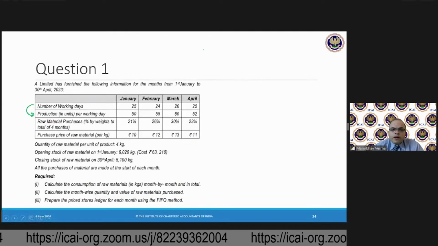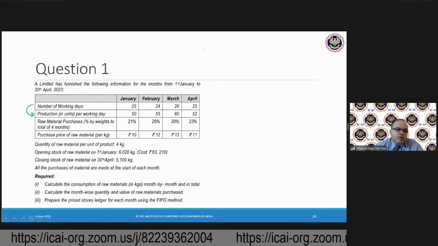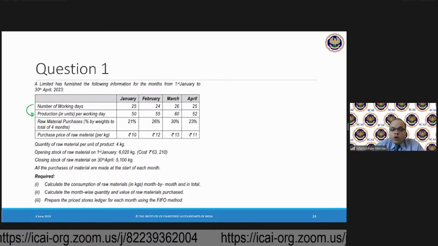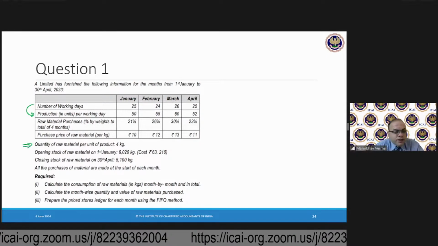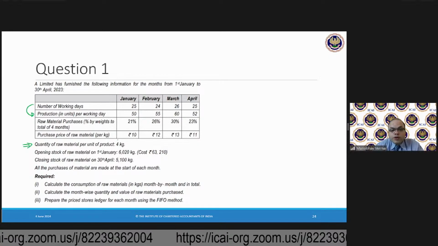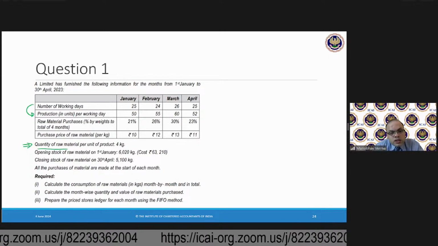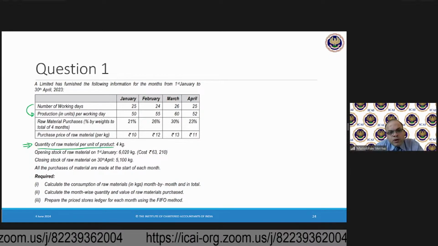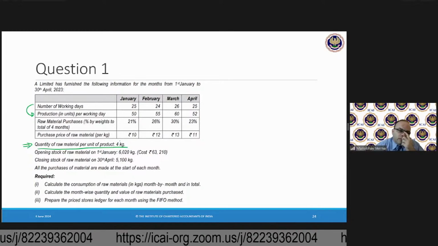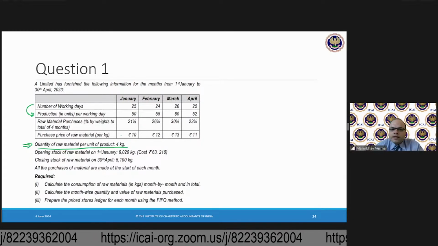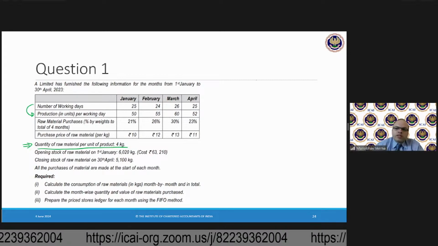Mind you, based on the given information, we can first calculate the production, and then of course in terms of the requirement of the raw material consumption, this information becomes important. So once we know the number of units to be produced, we can use this quantity of raw material per unit of product as 4 kg to make it as a consumption requirement. So let's do this.